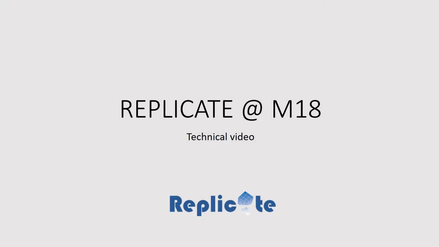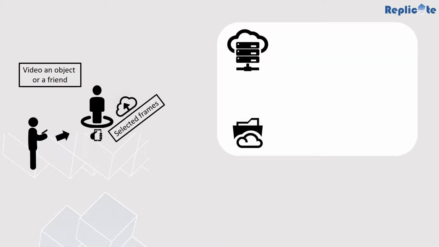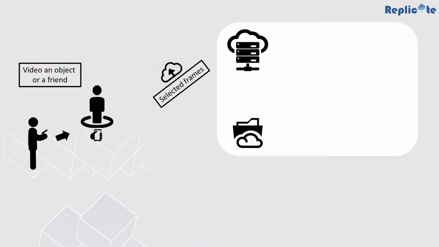This video presents the progress of Replicate project at its first milestone in month 18. The Replicate pipeline helps users to 3D scan objects or friends with a generic smartphone. Users point their smartphones at the target and move around it to capture visual details. The smartphone automatically selects keyframes that are then sent to a 3D reconstruction cloud service.